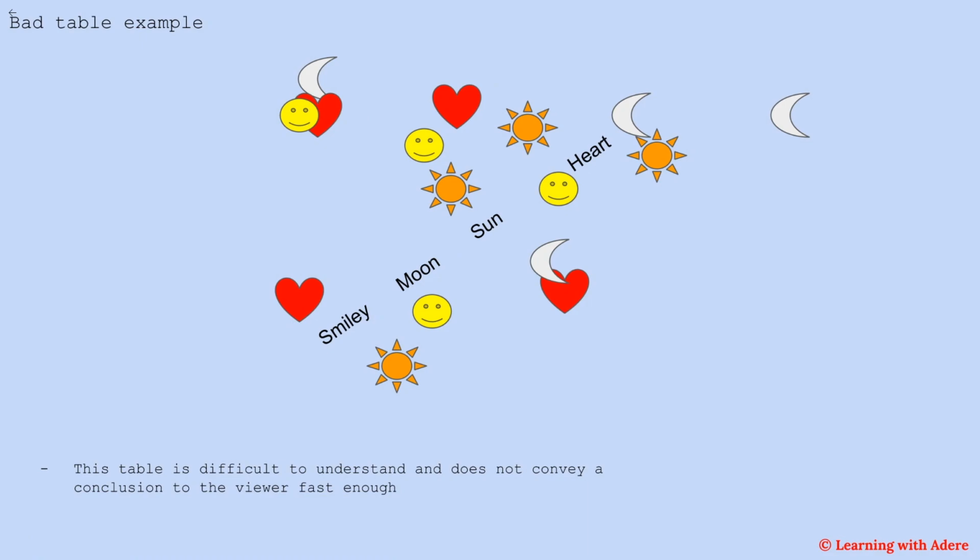So here's a bad table example. The problem with this table is that it's very difficult to understand and it does not convey a good conclusion to the viewer fast enough. So it's really hard to analyze this data.